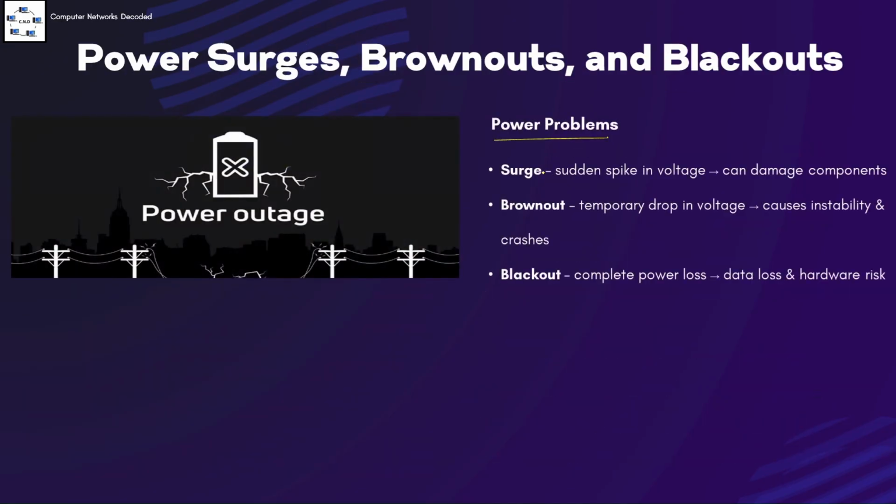Power problems. Some power problems include surges. These are sudden spikes in the voltage which can damage electrical and IT equipment. Brownouts are temporary drops in the voltage. So these two are opposite to each other and this causes instability and crashes, while blackouts are complete prolonged power loss and this may result in data loss and hardware risk.